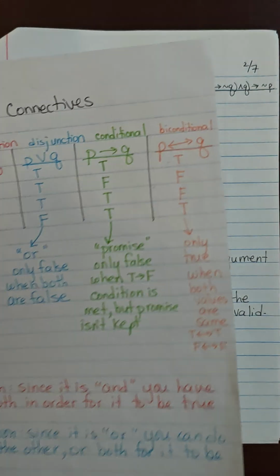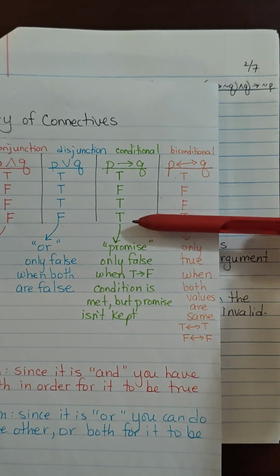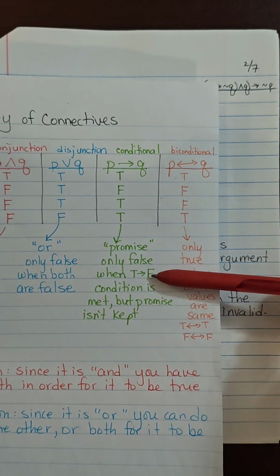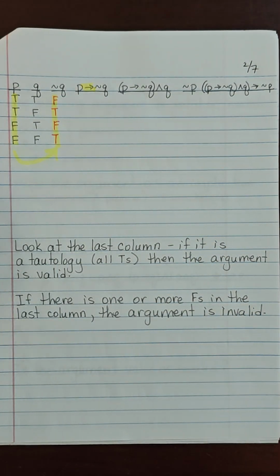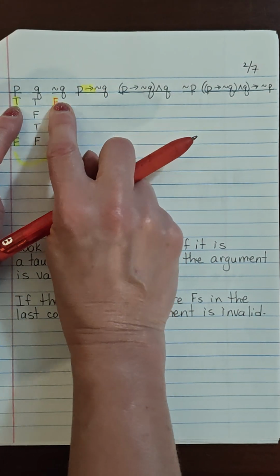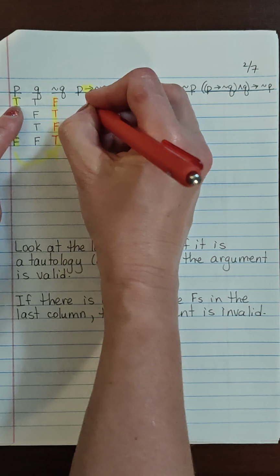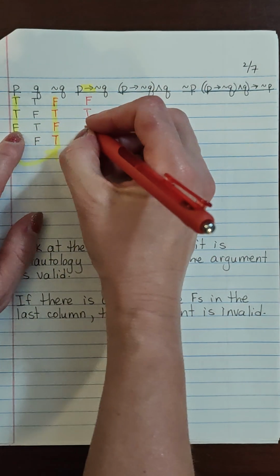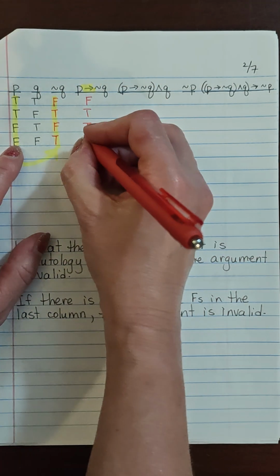Going back to my summary sheet, the conditional statement is a promise. It is only false when you go from true to false. All right, I'm going from left to right, from P to not Q. True to false. Okay, that's the scenario where it's false. True to true is okay. False to false is okay. False to true is okay.